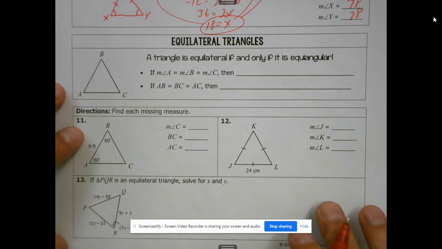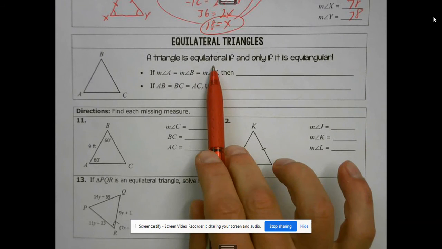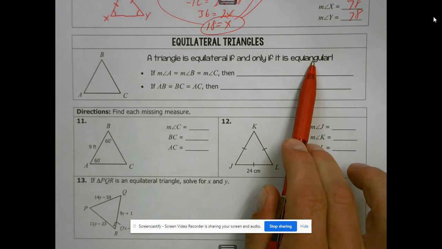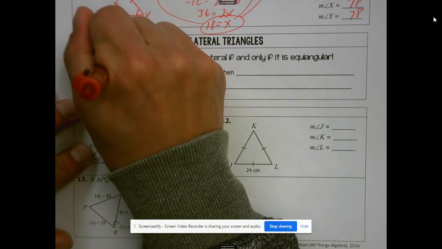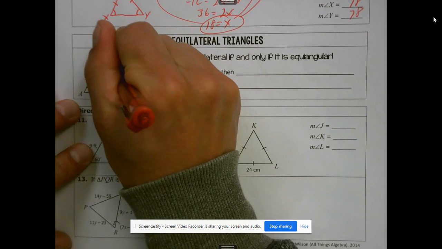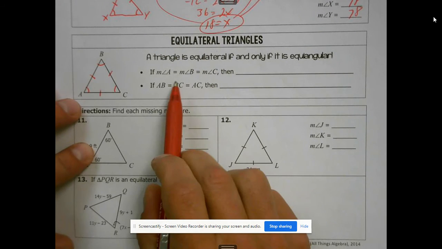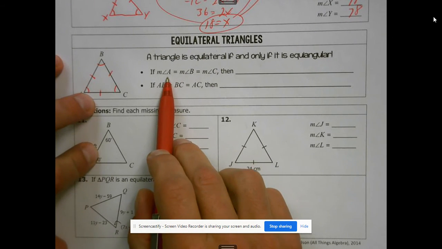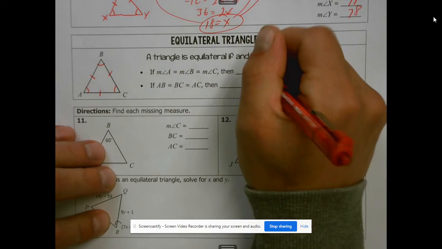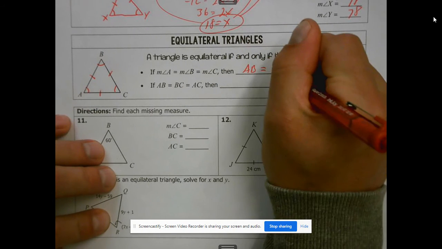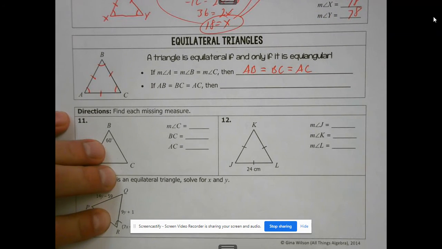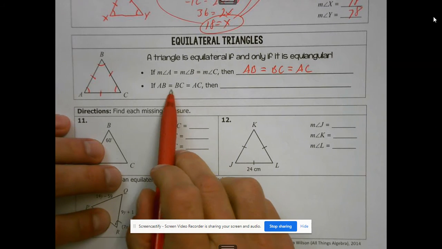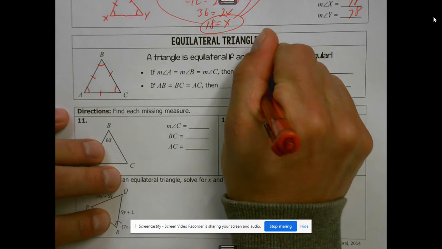All right, equilateral triangle, super easy section. Says a triangle is equilateral if and only if it is equiangular. That means if all angles are the same, that means all sides have to be the same as well. So if angle A is equal to angle B, equal to angle C, then I can say segment AB is equal to segment BC, which is also equal to AC. Then the converse, you just flip it. If the sides are all equal, then the angles are all equal as well.